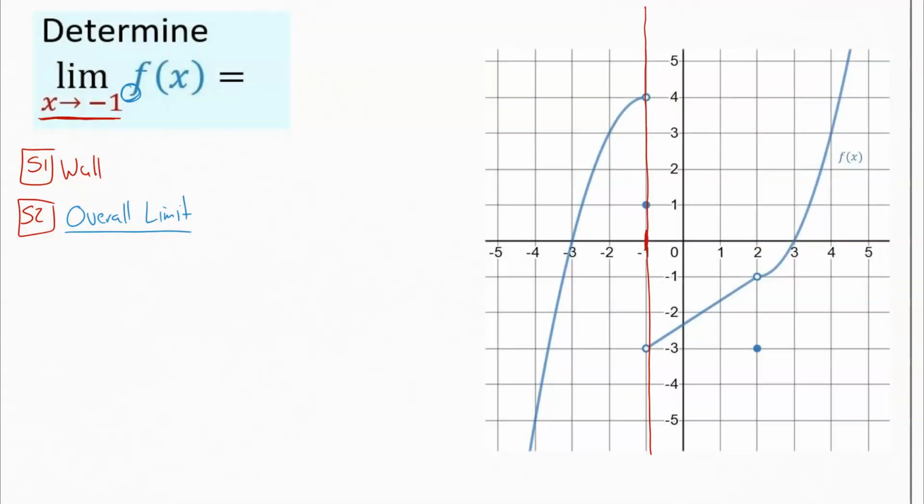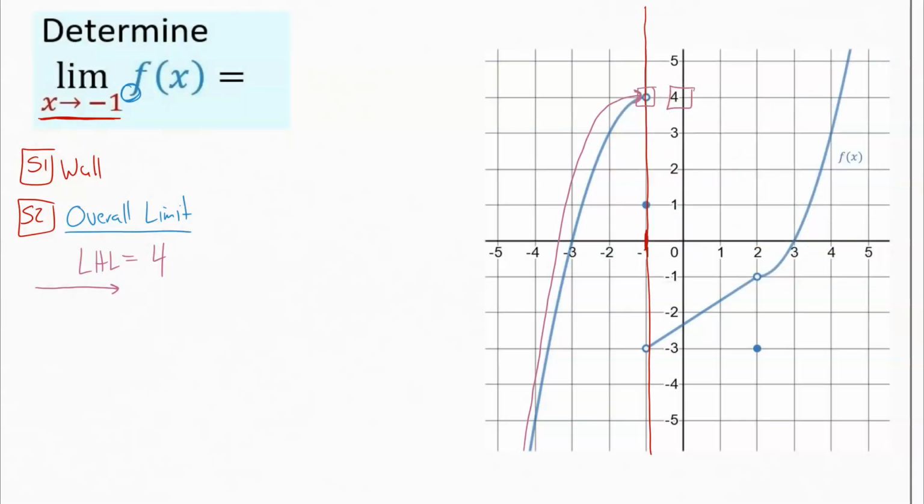So we come through and the first thing we need to do is find a left-hand limit. So as we approach that x value from the left direction, what y value does it look like I'm headed towards? So I start drawing along my graph from the left direction, and I run into my wall at a y value of 4. So my left-hand limit would be 4.